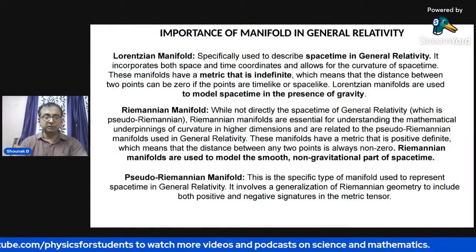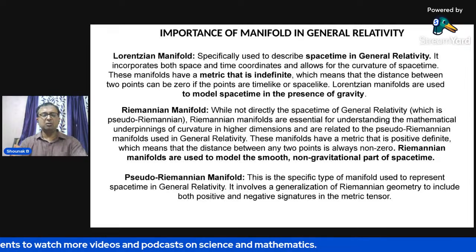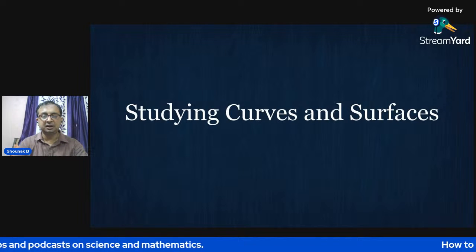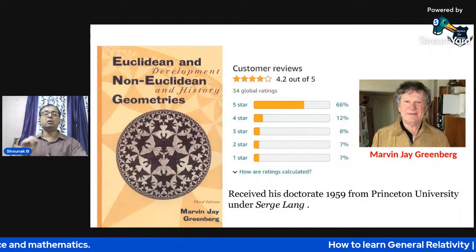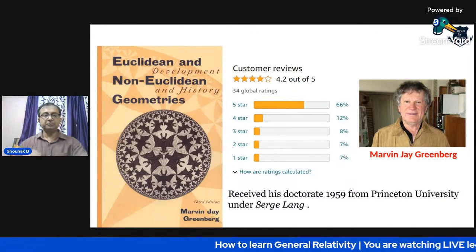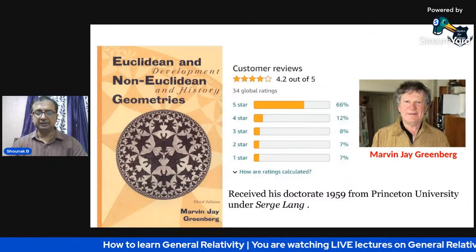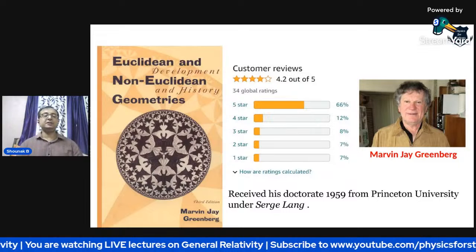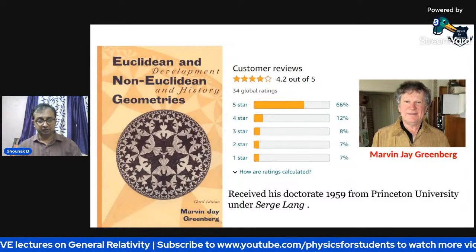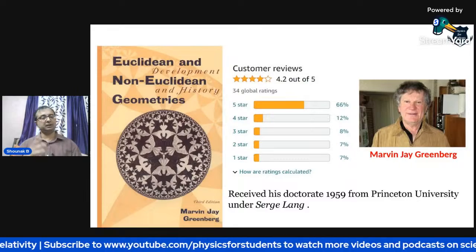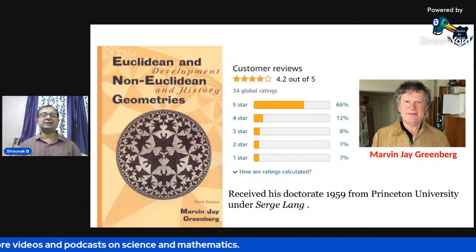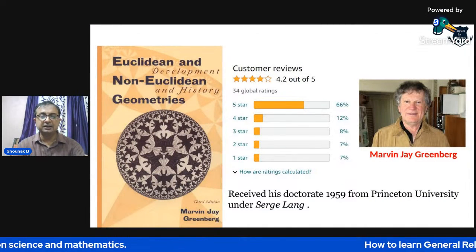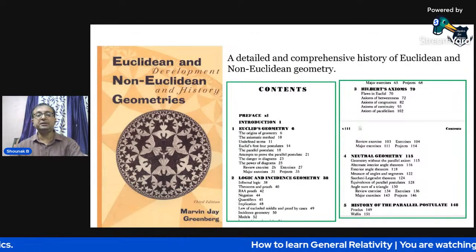Now that this part is done, we come to studying surfaces and curves, and as I told you, this is the golden book which you should all read: From Euclidean to Non-Euclidean Geometry, by Marvin J. Greenberg. If you go to my playlist on differential geometry, you will see I've made an exclusive video on this. You might disagree with me, you might agree with me, but I would like to tell you that until you understand the past, you cannot understand the present. So this book not only gives you a mathematical idea, it will give you an understanding of how non-Euclidean geometry actually came into being.